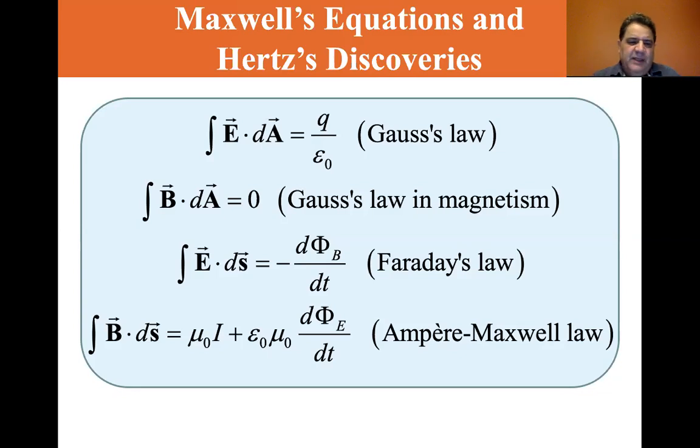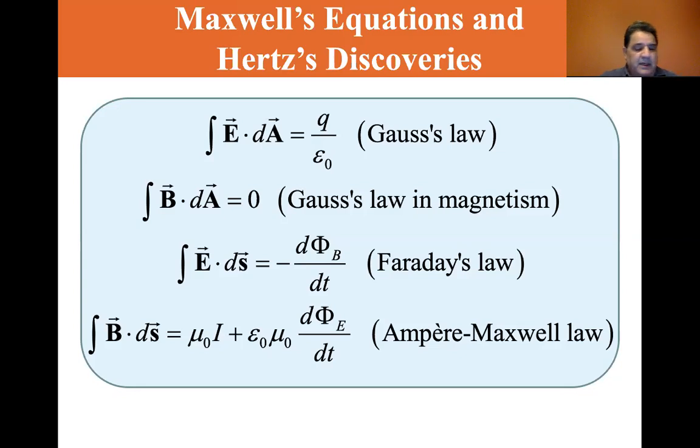Okay, then we just studied in the previous section the Ampere-Maxwell law. B dot ds is equal to mu 0 times the current plus epsilon 0 mu 0 times d phi dt of electric flux, the change in electric flux. So you can either have a magnetic field from a current in a wire or from a changing electric field.